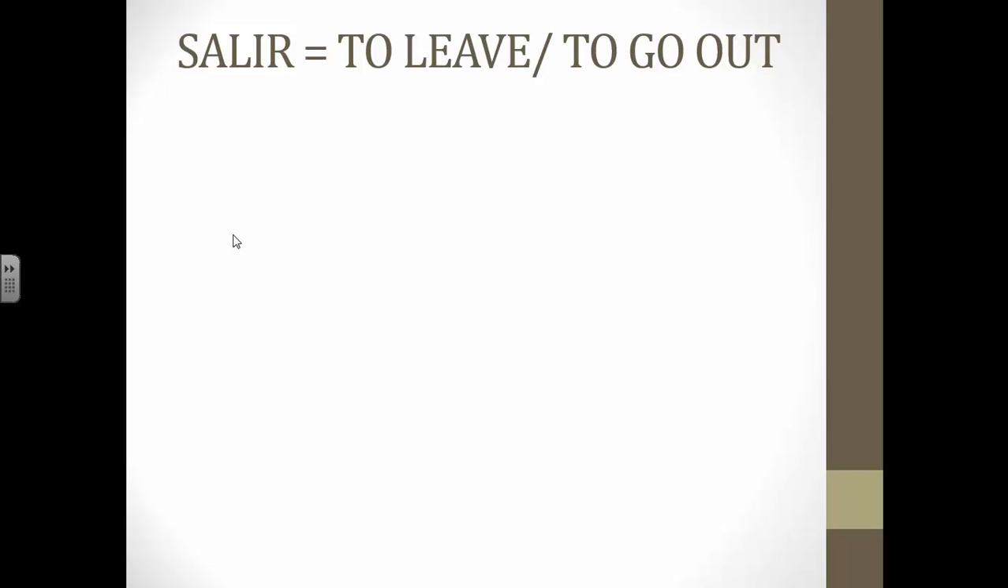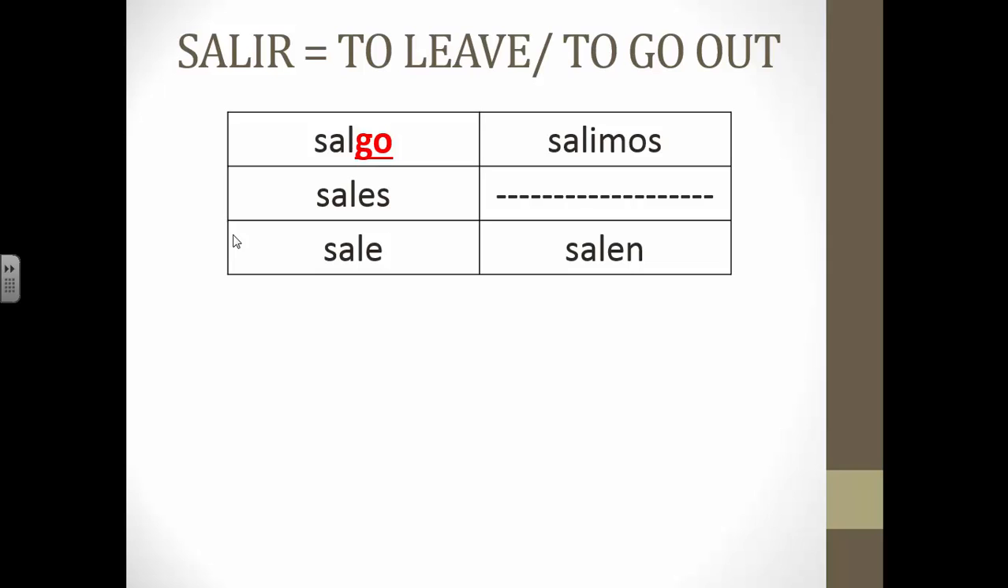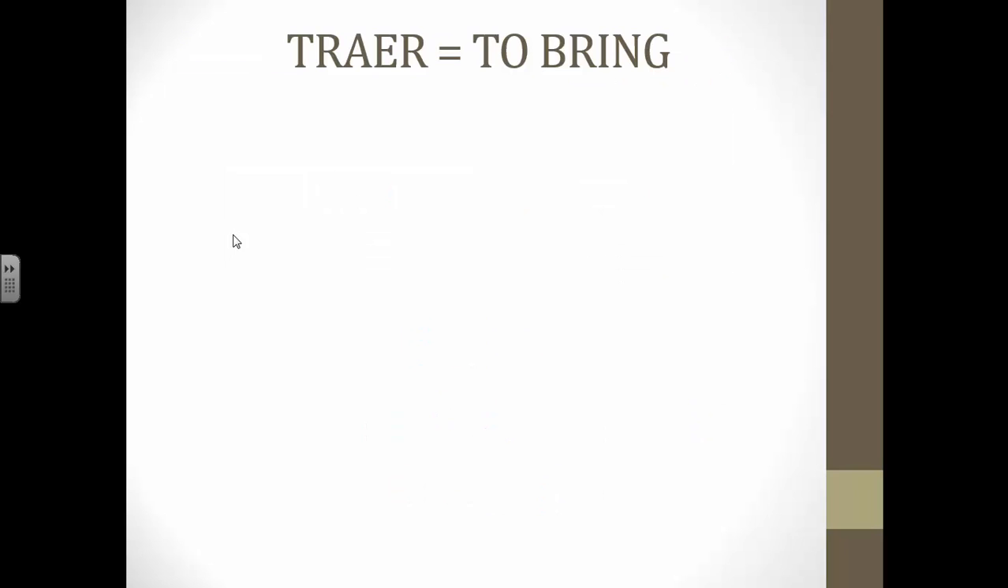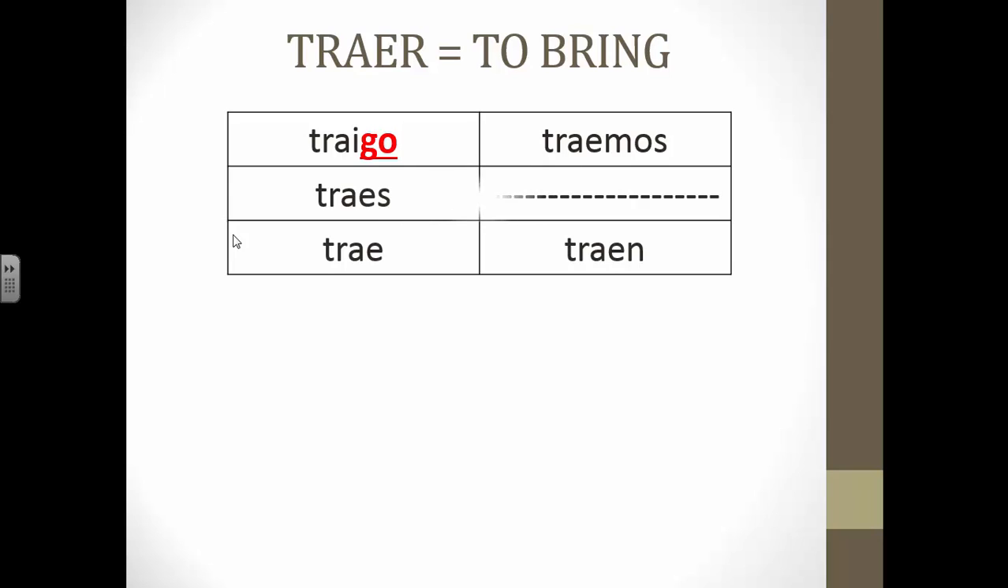Okay, let's do salir. Let's mark down that that means to leave or to go out. Go ahead and pause the video and fill in the forms of salir. Okay, so we have salgo, sales, sale, salimos, and salen. Because salir is an IR verb, notice that the nosotros has IMOS. Now the yo form is the only weird one, so notice the rest of the verb is just a regular conjugation for IR verbs.